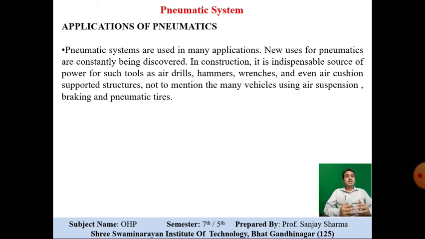Pneumatic braking systems are there in vehicles, even in locomotives like trains, pneumatic systems or vacuum brakes are there which are used for braking.